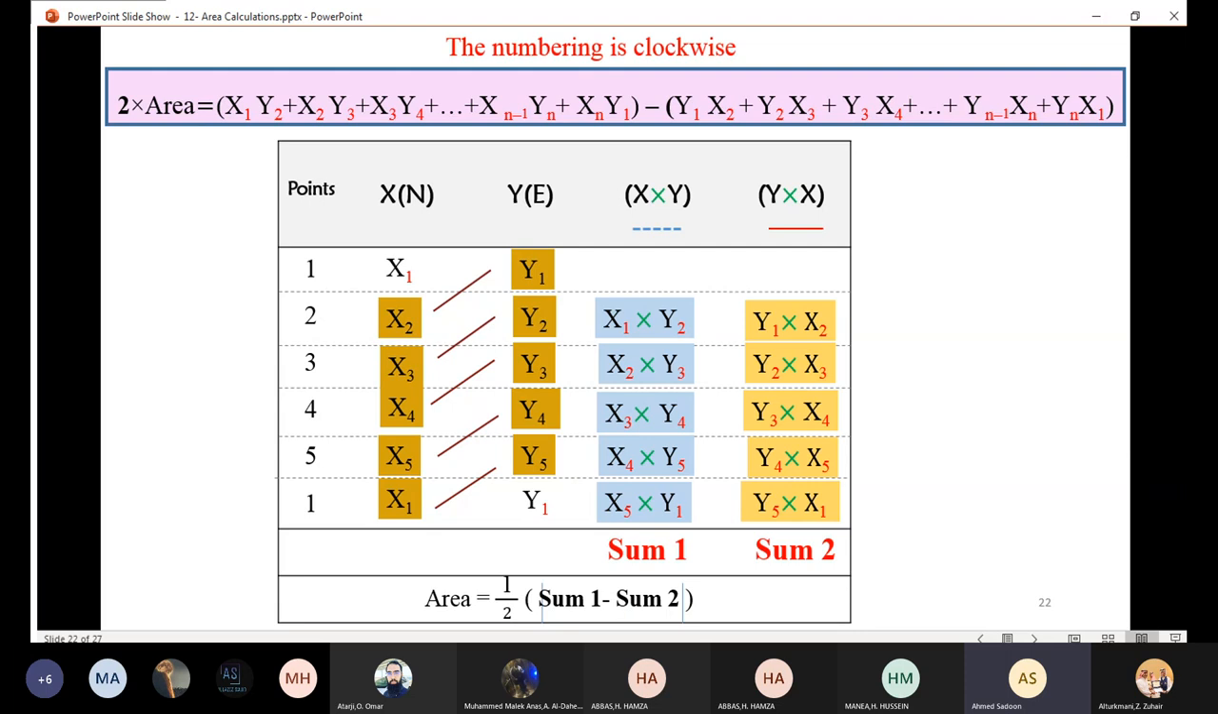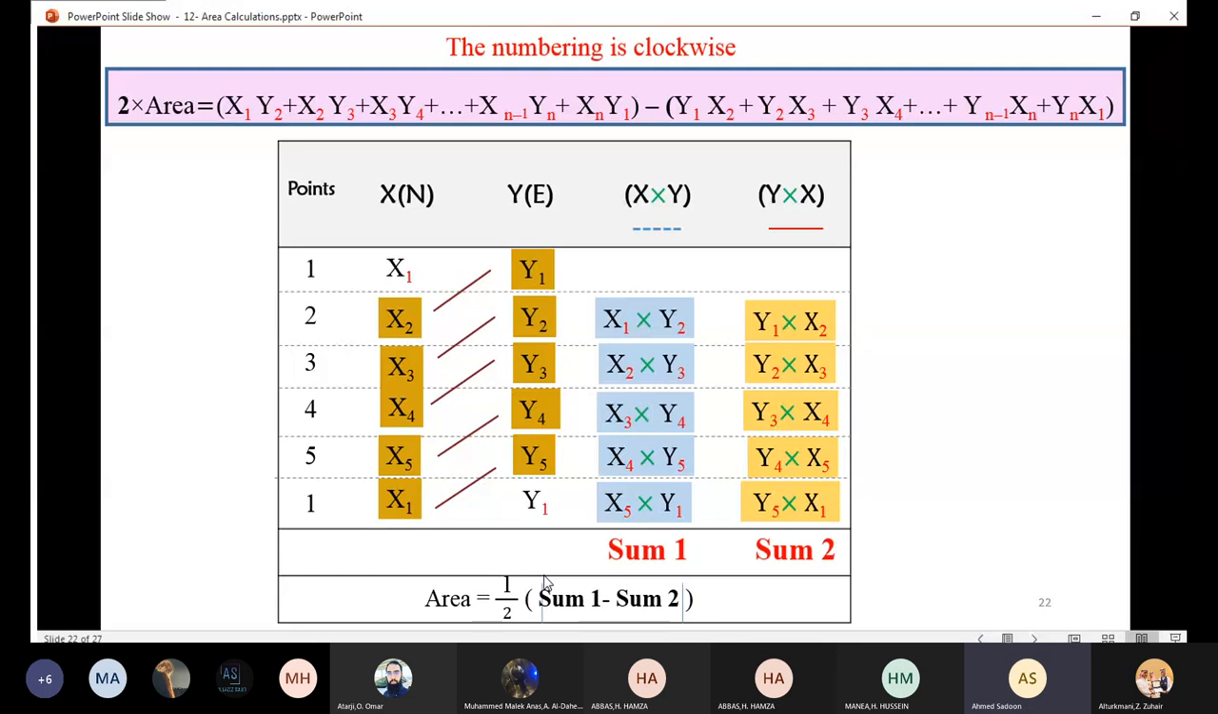Why should I do this? Because if the numbering is clockwise, then you're not going to worry about the absolute value, because the value of summation 1 is always going to be bigger than summation 2, because the area cannot be negative, okay? But if the numbering was counterclockwise, then summation 2 is going to be bigger than summation 1. And because we don't want to change this formula, we are going to take the absolute value, okay? So if the numbering is clockwise, this formula should be summation 2 minus summation 1. But because we don't want to change the formula, that's why we need to take the absolute value for the summation.